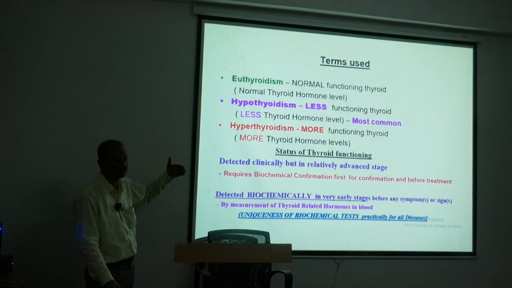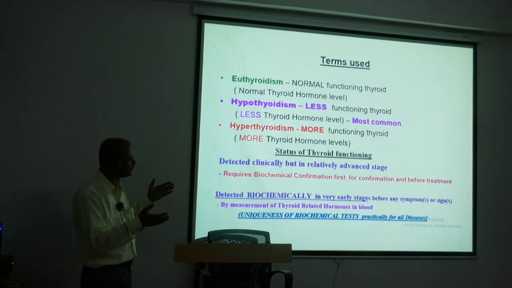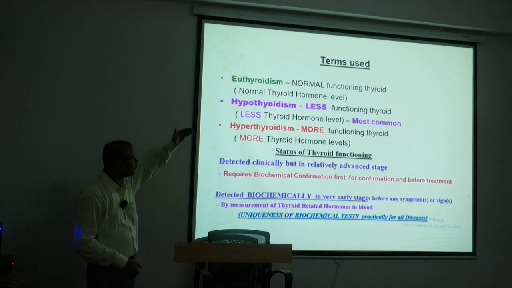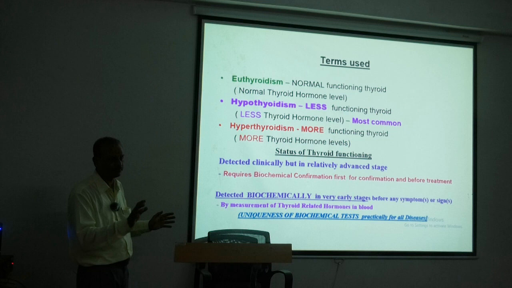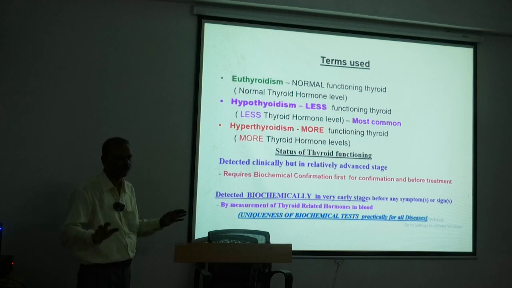Hyperthyroidism means a more functioning thyroid gland, more thyroid hormone levels. Basically, we know the status of thyroid functioning by drawing a sample from the blood at a given point of time. Hypothyroidism and hyperthyroidism are detected in the patient, but relatively at a very advanced stage. The symptoms don't occur, the patient doesn't come. That's the problem.